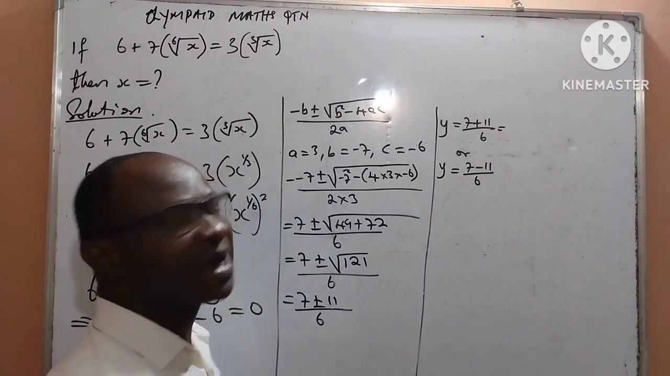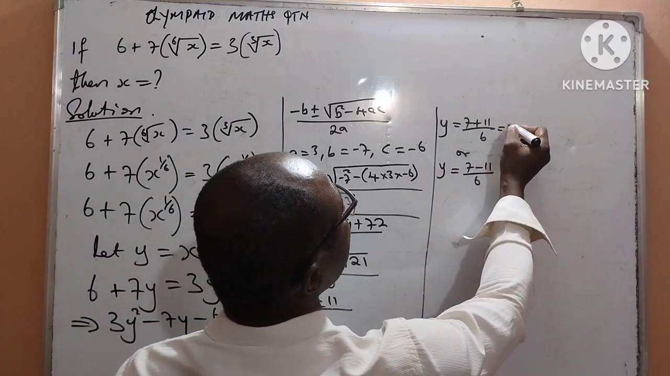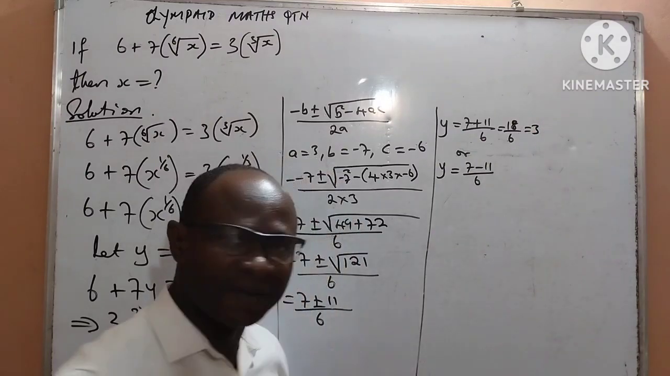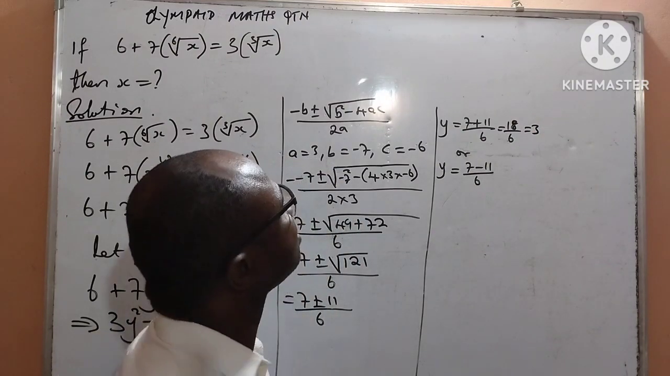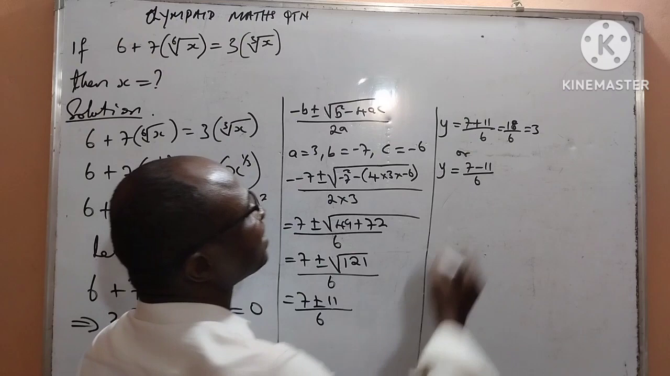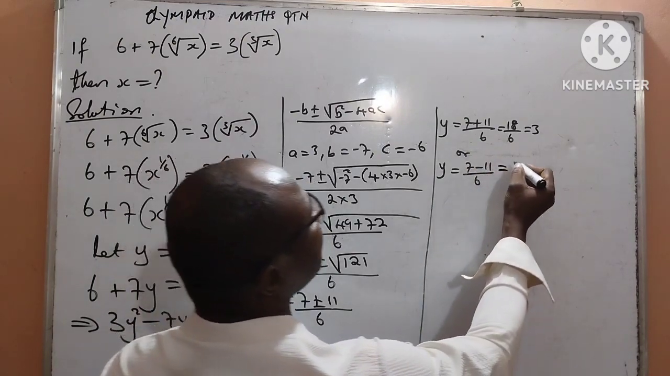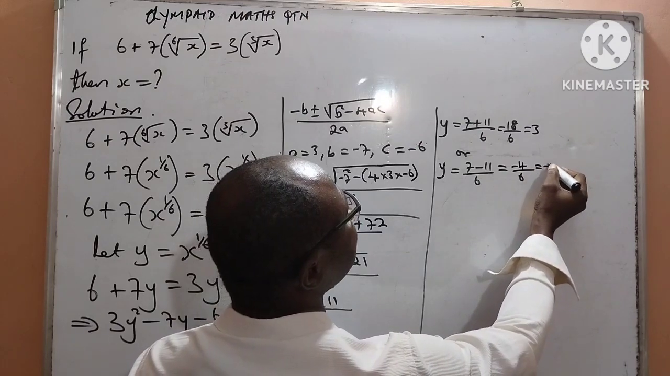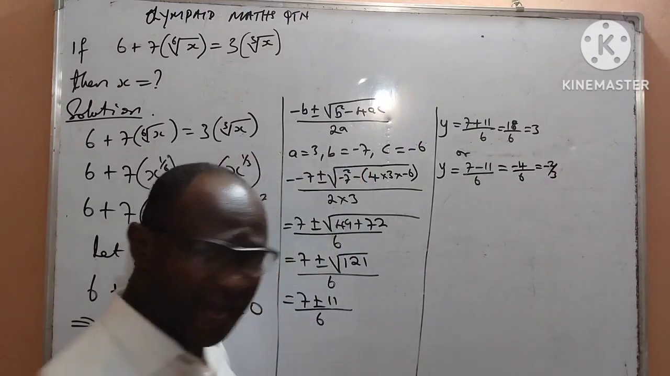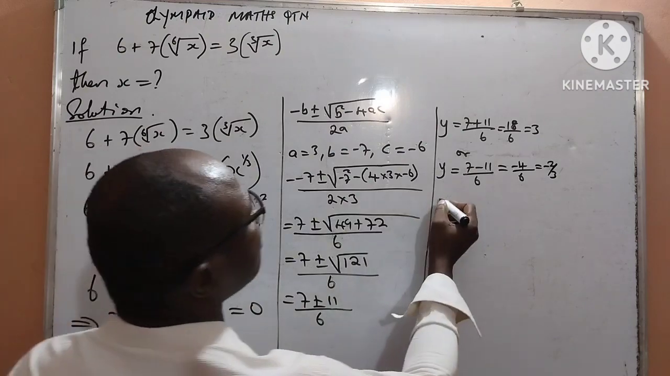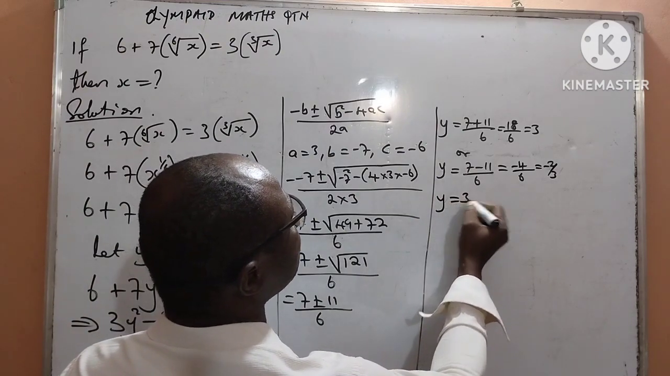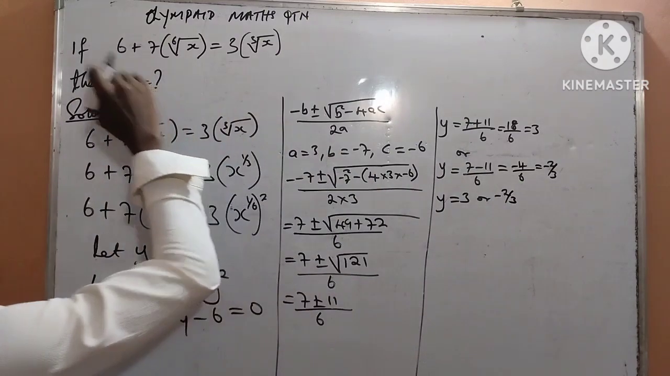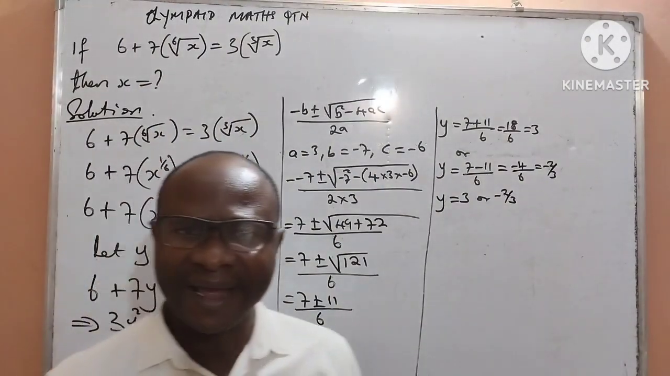So from the first part, I will have 7 plus 11 will give me 18 divided by 6, which is equal to 3. I have gotten the first value of y as positive 3. Next, if I do 7 minus 11, I will get minus 4 all over 6, which is the same as negative 2 over 3. Therefore, remember, what we have now is y is equal to 3 or minus 2 over 3. But that is not what we are asked to find. We are asked to find x.